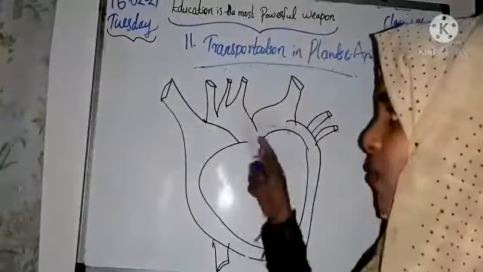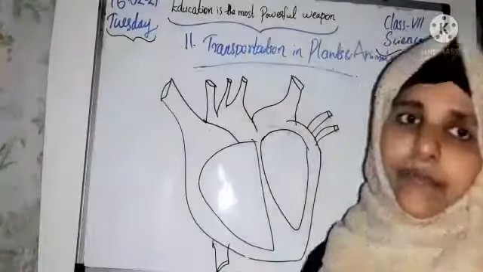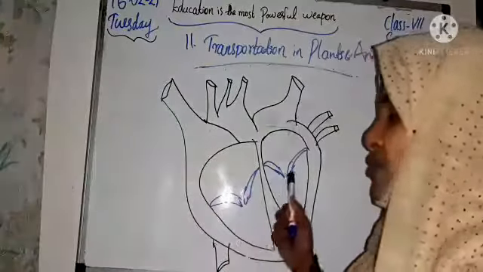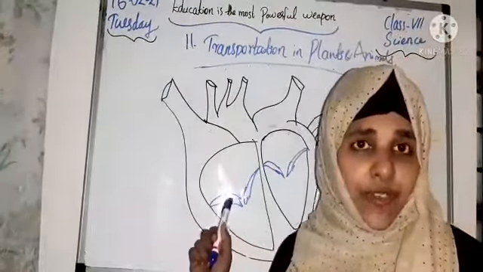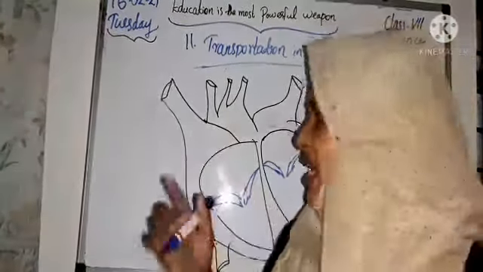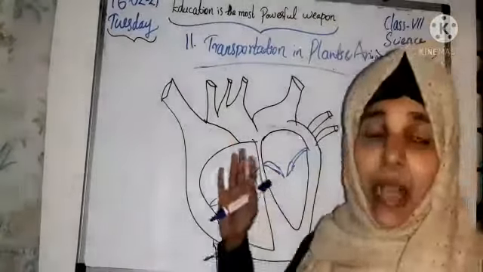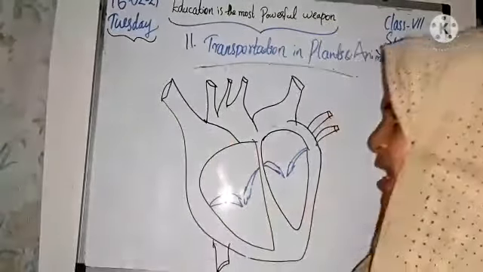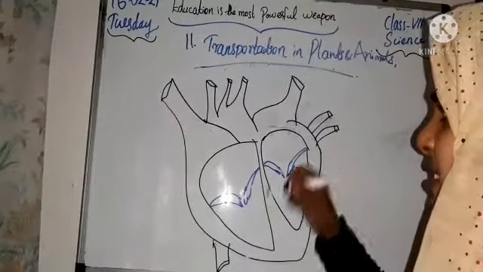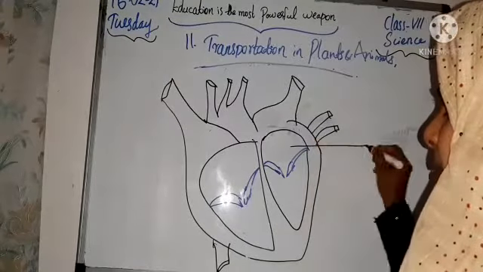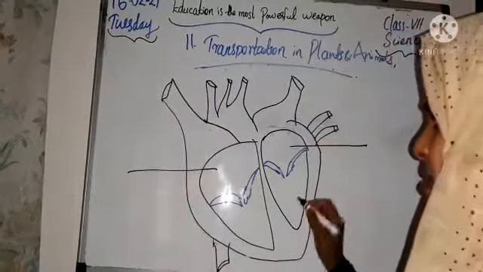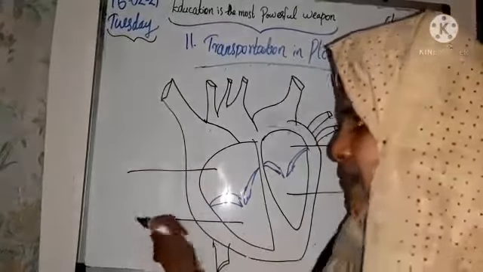Let's check how blood is passing through the heart. Students, this bicuspid and tricuspid, about this one you will learn in your higher classes. These things are separating the upper and lower chambers. Okay, from here we can understand this is an upper chamber. These two are upper chambers and these two are lower chambers of the heart.